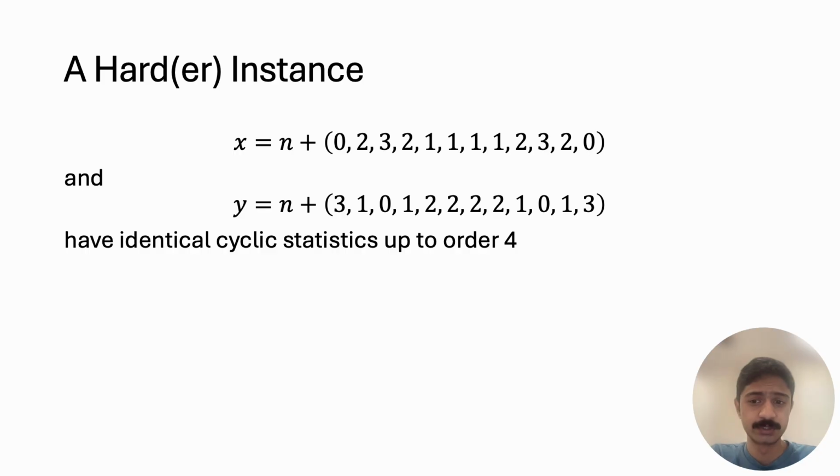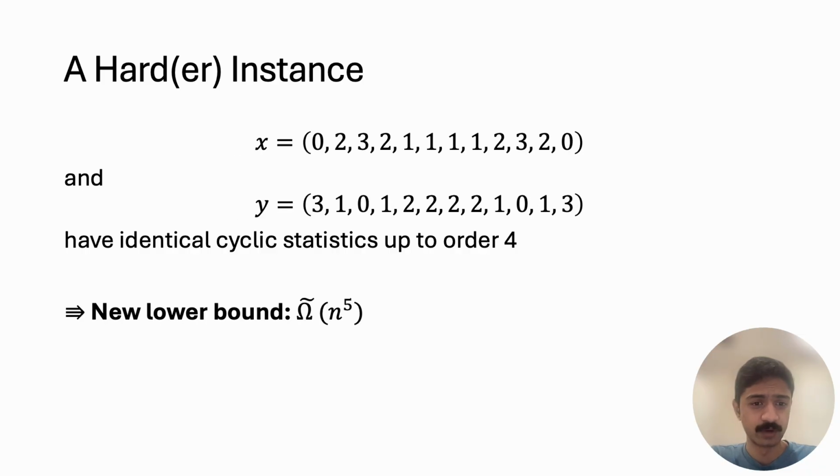Here's a pair of sequences of length 12, representing strings with 12 ones each, which cancel up to order 4. I don't have much to say about this specific choice of digits or why we chose a sequence of length 12, because we found this instance via computer search. But the moral is that we can show a new lower bound of roughly omega of n to the fifth, which is not just a stronger lower bound for sparse strings, but the strongest known lower bound for all circular strings, and a new result enabled by our characterization of cyclic statistics.